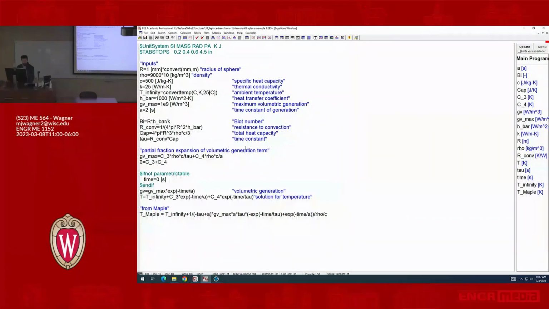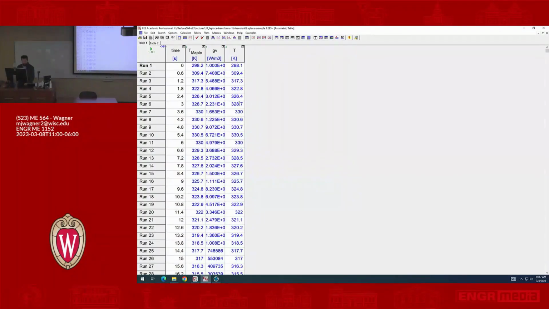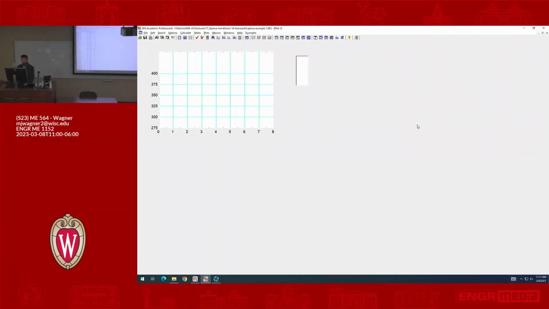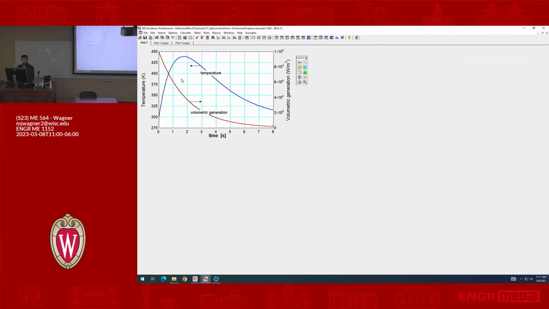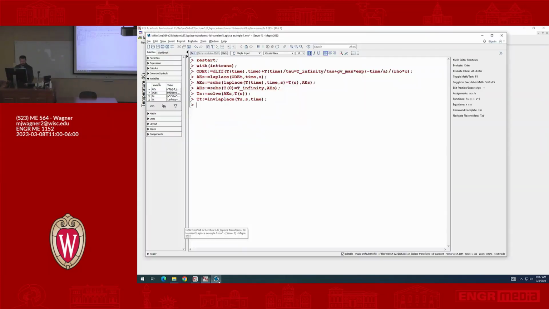So that I've already done. If we run this table for time, we would see this solution here. And so that's our analytical solution. Then the next thing is let's look at how this is actually solved in Maple, and then we'll do the Laplace and bring it back here.